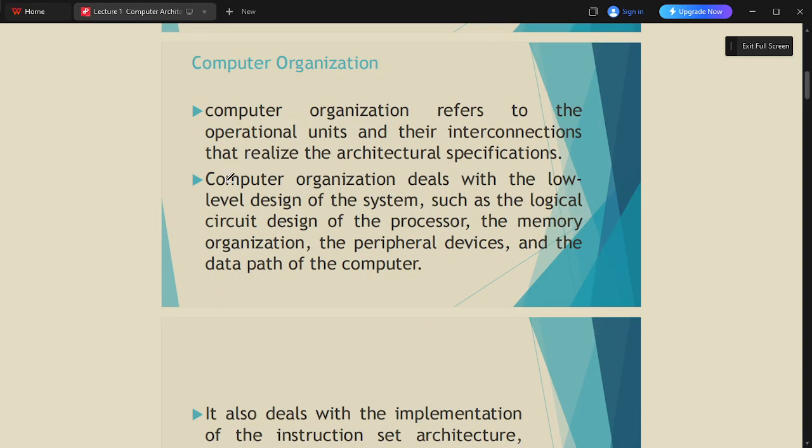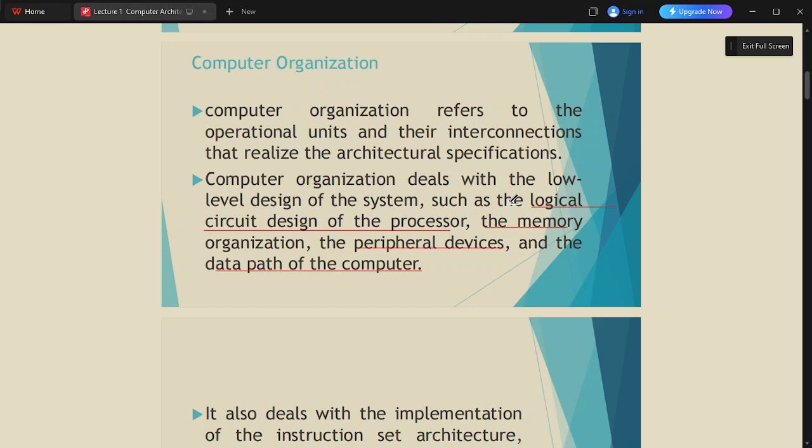The next point says computer organization deals with the low level design of systems, such as logical circuit design of the processor, the memory organization, the peripheral devices, and the data path of the computer. So looking at these points I've highlighted, computer organization deals with a low level design of a system, such as the points I have highlighted here.